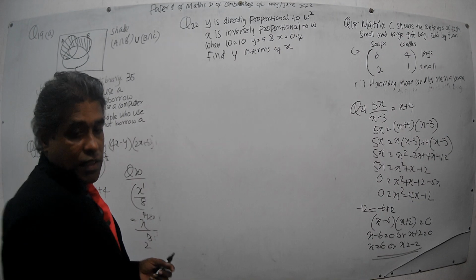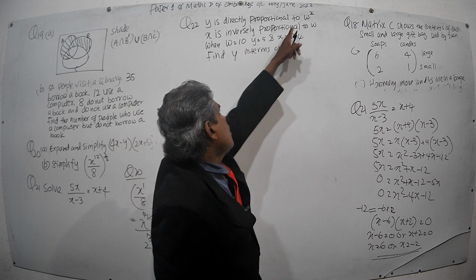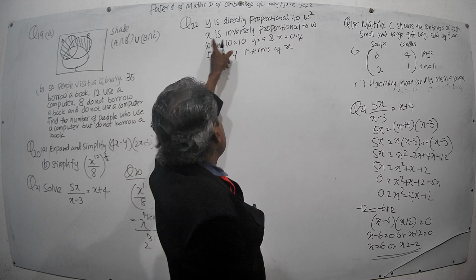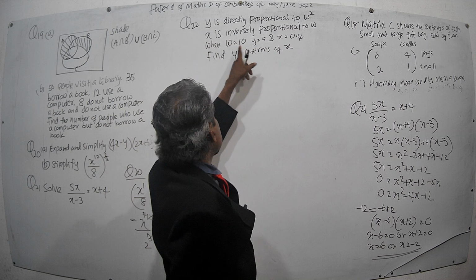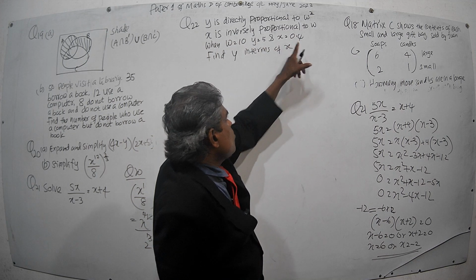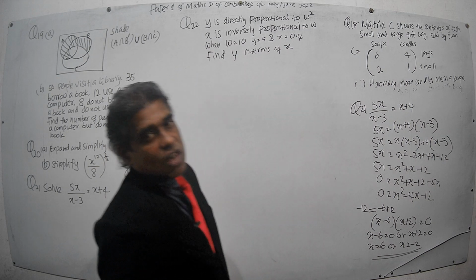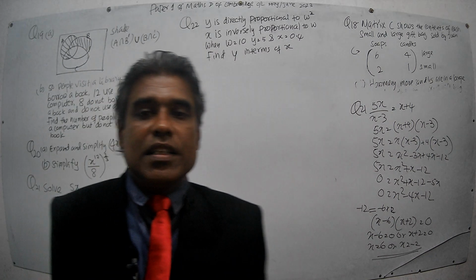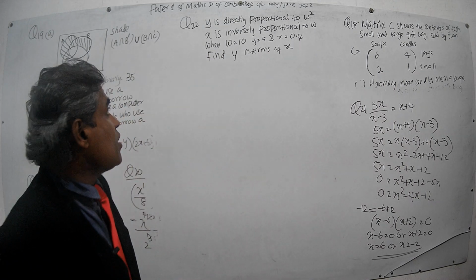They say that y is directly proportional to w squared. x is inversely proportional to w. When w equals 10, y equals 5 and x equals 0.4. Then find y in terms of x. You have to find a formula for y in terms of x using these given particulars. Okay. Then we will start.